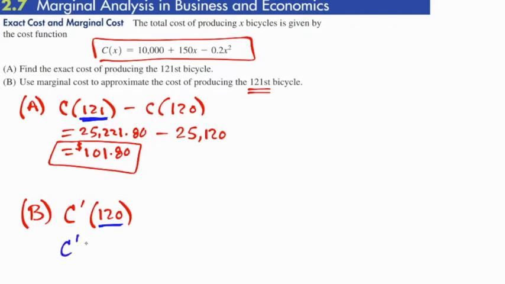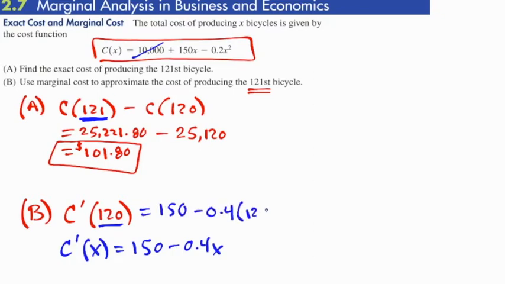So first, let's write the marginal cost function. The derivative of 10,000 is 0. The derivative of 150x is 150. And the derivative of negative 0.2x squared is negative 0.4x. And now C prime of 120 is 150 minus 0.4 times 120.